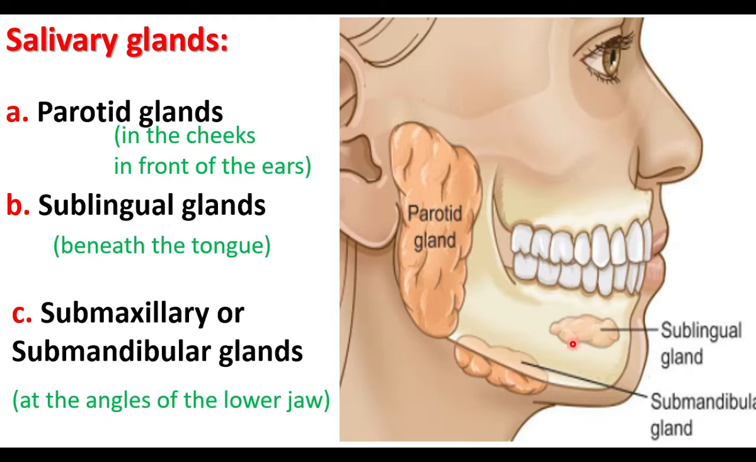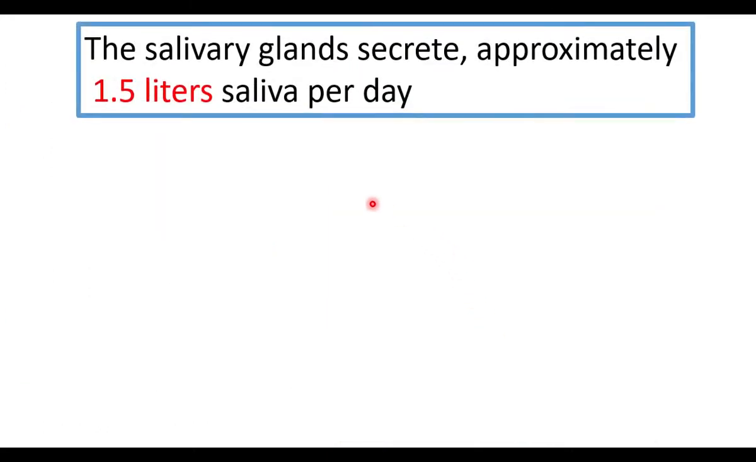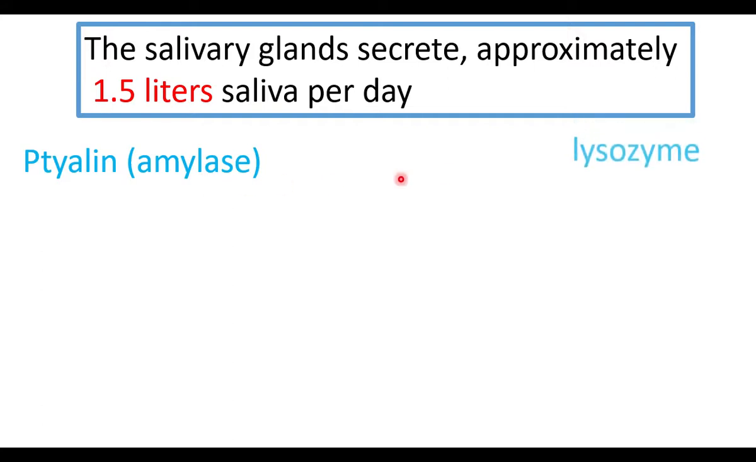These 3 pairs of salivary glands secrete saliva of 1.5 liters per day. The saliva has enzyme ptyalin or amylase. It is called salivary amylase. It is a digestive enzyme. It breaks the food. And lysozyme kills bacteria.